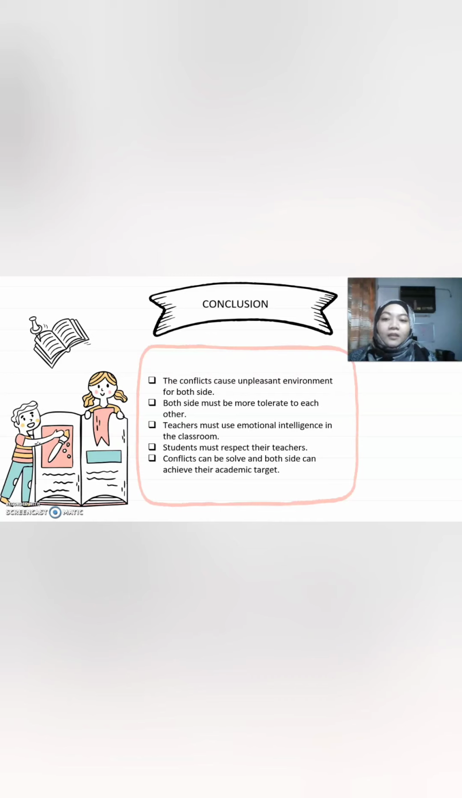So for the student side, they must respect their teachers and behave with good manners toward the teachers, because teachers are the ones that guide them in school besides their parents. So the teachers deserve respect from the students.